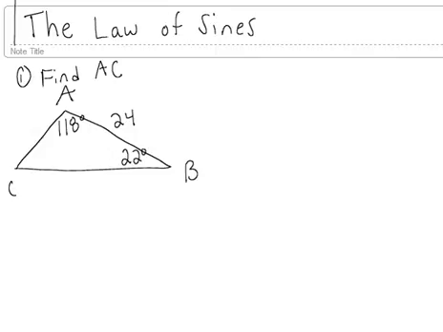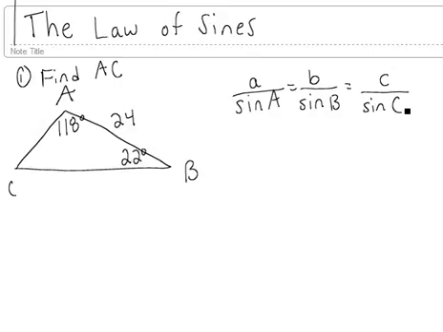Okay, so we're practicing the law of sines, and problem number 1 asks us to find AC. So we first need to take a look at what the law of sines is. We know from our notes, law of sines is little a over the sine of angle A is equal to little b over the sine of angle B is equal to little c over the sine of C. Now we only need 2 of these fractions at a time to solve a proportion.